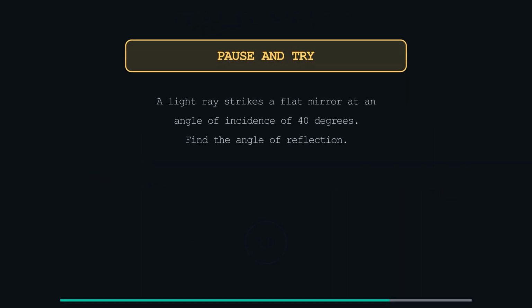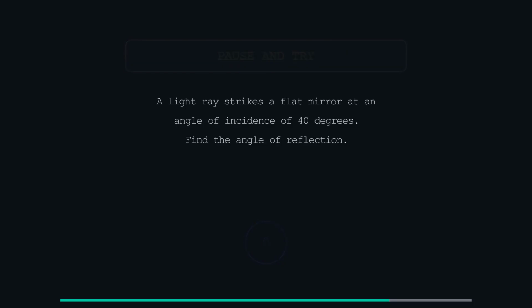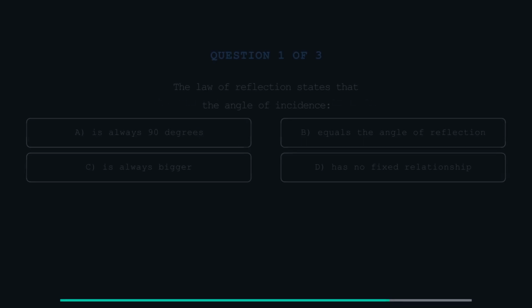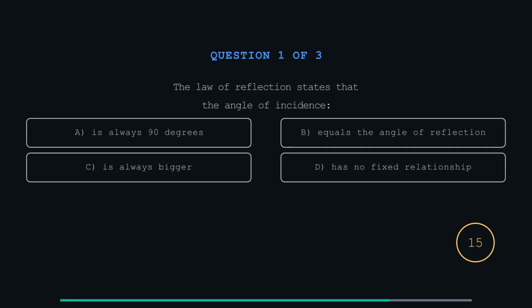Here is one for you to try. A light ray strikes a flat mirror at an angle of incidence of 40 degrees. Find the angle of reflection. Pause the video now. Read the question and select your answer.